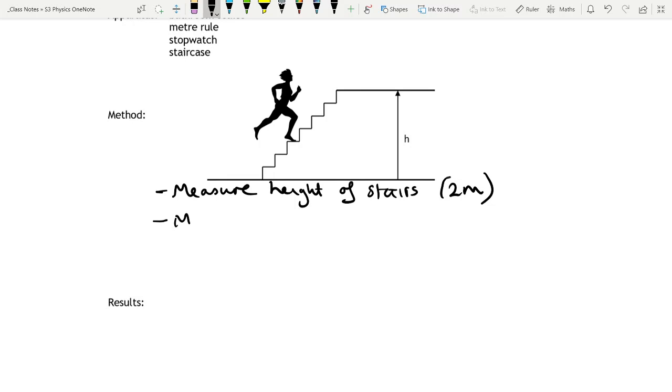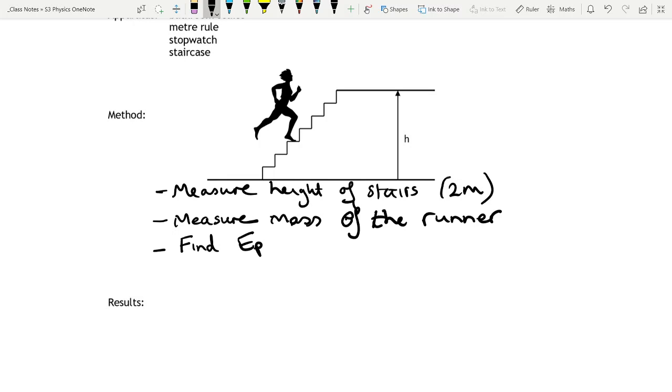Then, because for potential energy we need m, g, and h, we've got g, we know it's 9.8, and that's the height. We also need to know the mass. So we need to measure the mass of the runner or the walker. I've got some bathroom scales over there to use. As I said, if you don't want to measure your mass, you can make it up if you want. Right, so then we find the potential energy gained using mgh.